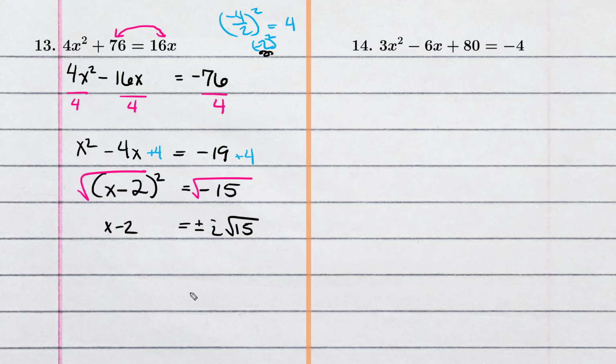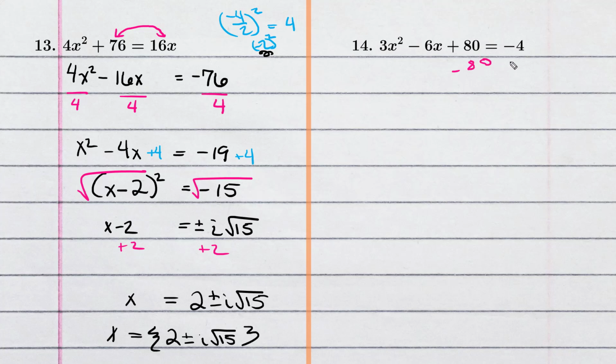Now I need to add the 2 to both sides. And so x is equal to 2 plus or minus i square roots of 15. And so our solution set, we don't have to simplify it any further. And that's our set.